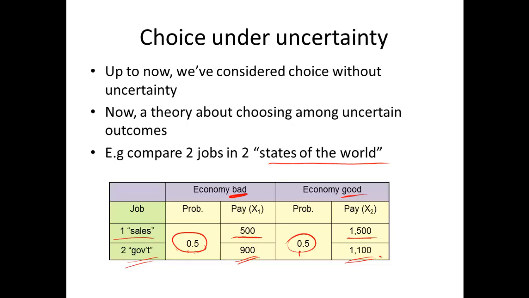Okay, so all this table is meant to do is to say, here's how to think about 2 possibilities. You could either have this job or this job, and 2 states of the world. The economy could be bad or the economy could be good. And depending on which choice you had made, whether choosing sales or government, you'd have these different potential payoffs, 500 versus 1,500 or 900 versus 1,100.